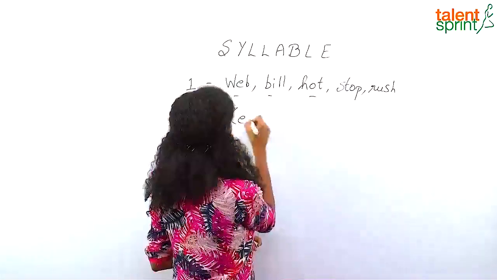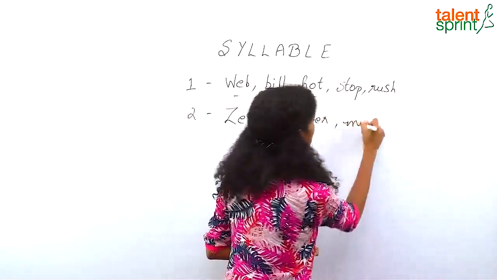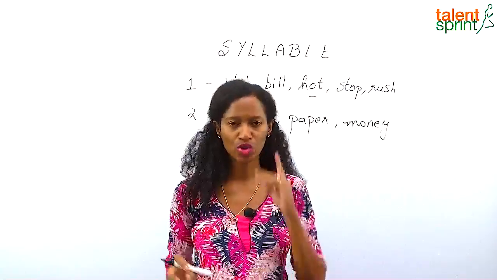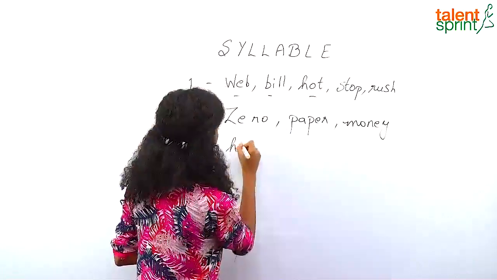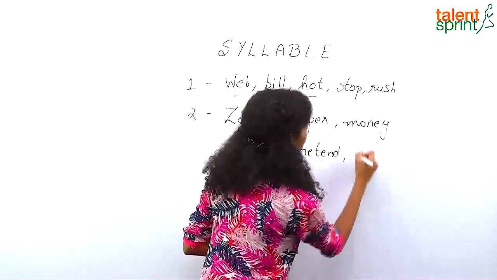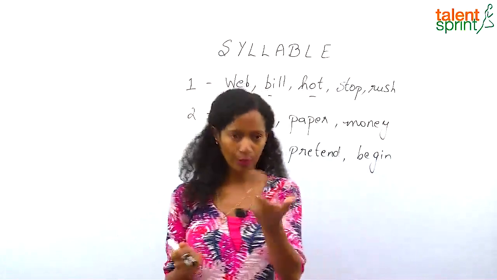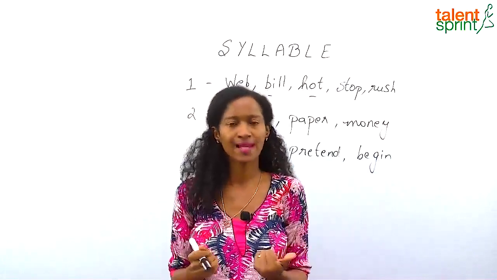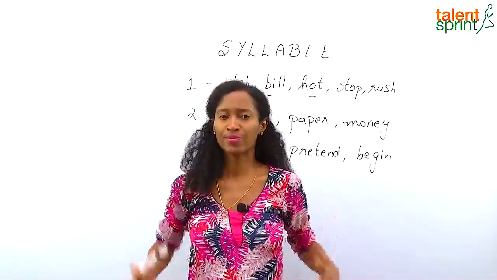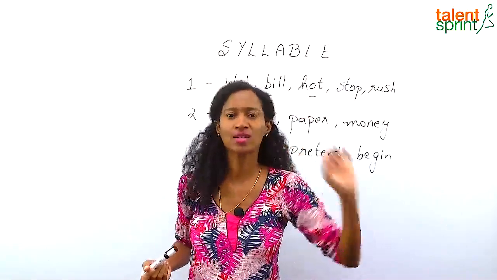Two vowel sound syllables. Zero, paper, money. You give me example words. Two vowel sounds, two syllables. Hello, pretend, begin. Right? Now, I'll wait for you guys to give me examples of words with two syllables or two vowel sounds. But what will help my pronunciation of the word effectively and correctly will be the stress on the syllable, right?